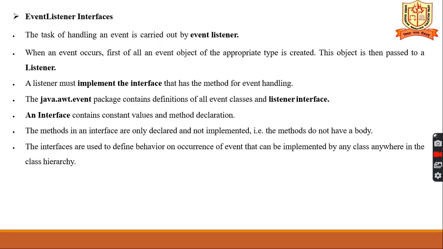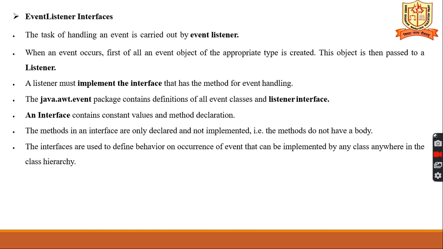So, event listener interface. The task of handling the event is carried out by the event listener. When an event occurs, first of all, an event object of the appropriate type is created. This object is then passed to the listener. A listener must implement the interface that has the method for event handling. The java.awt.event package contains definitions of all the event classes and the listener interfaces.